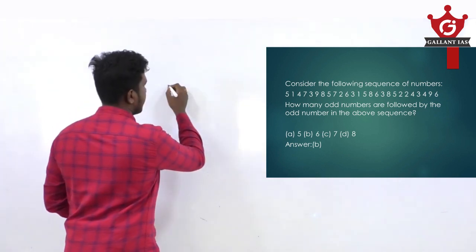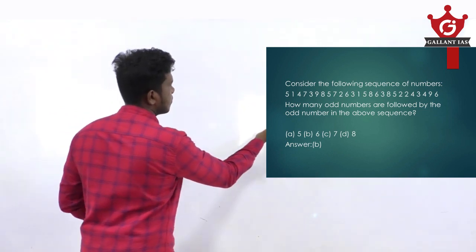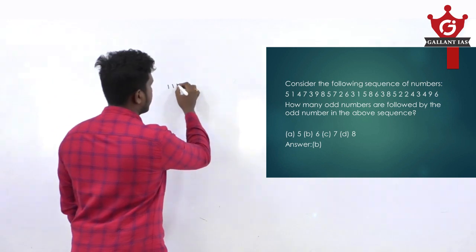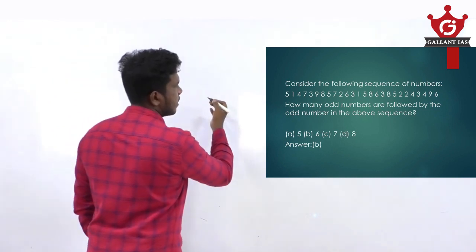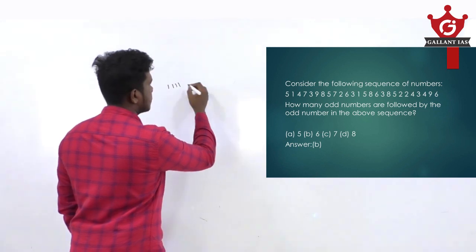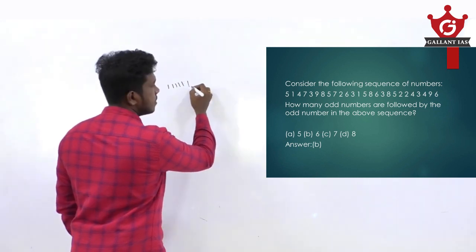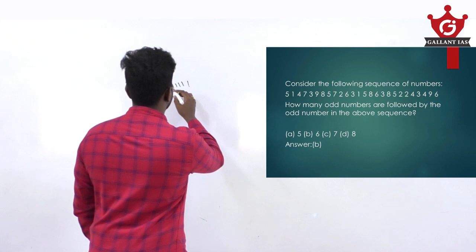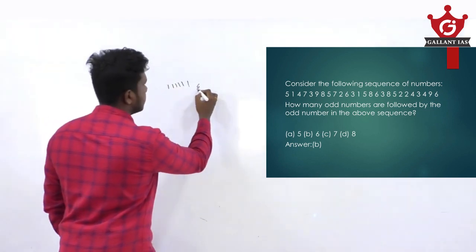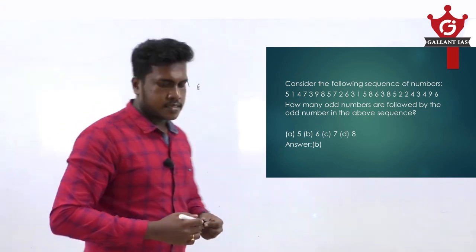Now 5 followed by 1 you got, then 1 followed by 4, 4 followed by 7, 7 followed by 3, 3 followed by 9, 9 followed by 8, 8 followed by 5, 5 followed by 7, 7 followed by 2, 2 followed by 6, 6 followed by 3, 3 followed by 1, 7 followed by 8. Counting 1, 2, 3, 4, 5, 6 pairs. So our answer is 6. Of course, you got the answer as 6.